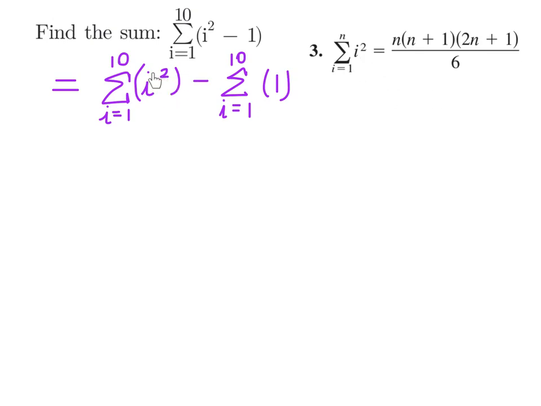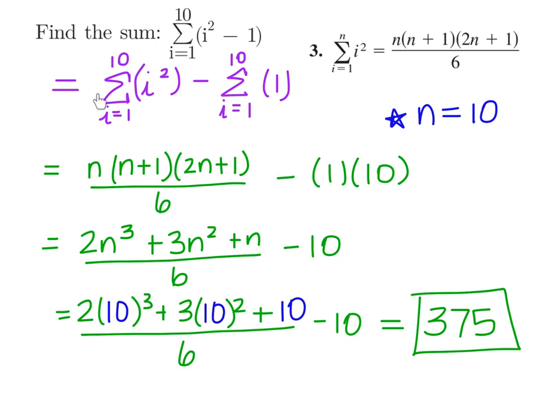So I'm going to replace this with this and figure all of it out. So let's do that. What I'm going to do right here is replace this whole expression with this fraction in terms of n, and I'm going to FOIL these two, distribute the n to it, so I get 2n cubed plus 3n squared plus n all over 6, and then I'm going to subtract 10, because 1 times the number of terms I have is 1 times 10, so that's subtracting 10. And I'm going to plug in 10 every place that there's an n here. I do that, and I end up with 375 as the sum of this expression.